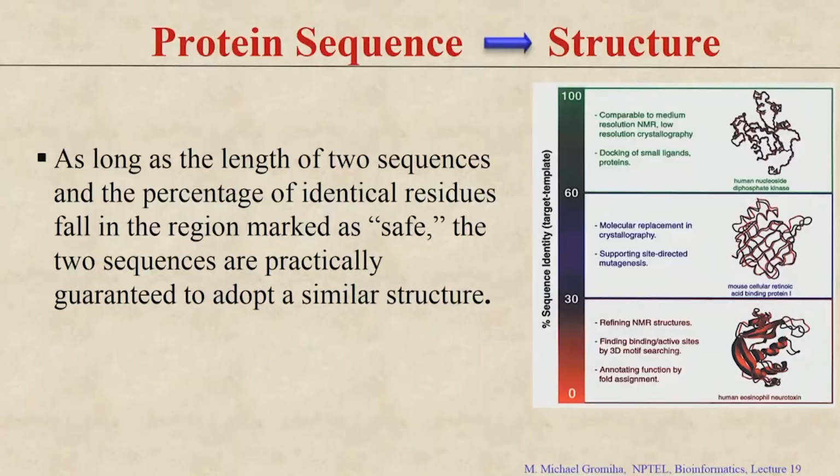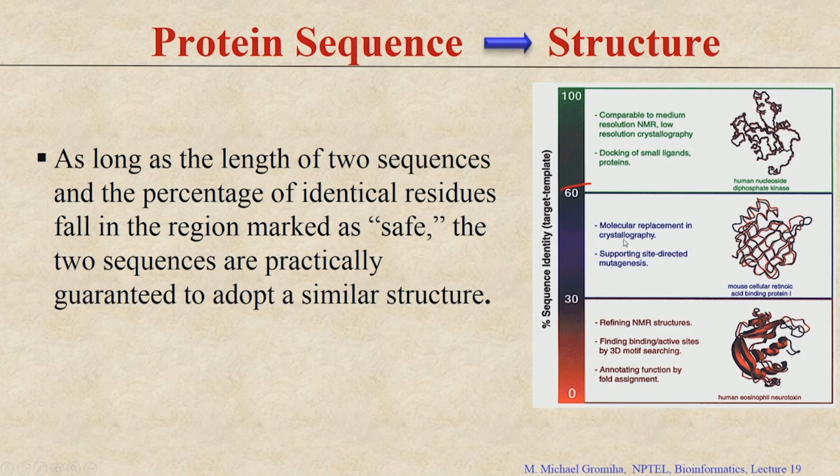Now the question is, if two proteins have different sequence identity, for example 80% or 60% or 50%, how accurately can you obtain the model? Here you can see that if it is more than 60%, you can get a model similar to medium resolution NMR structures or low resolution crystallography structures. That is highly accurate. You can get the atomic coordinates, and this can be used for docking of small ligands, or to see the interactions, because you get high quality structures.